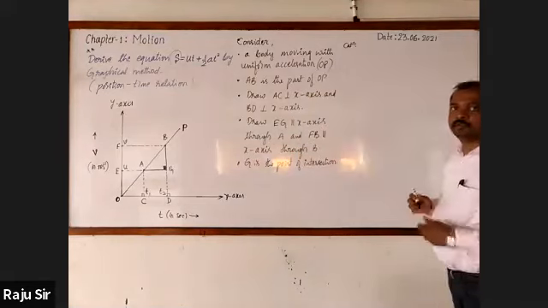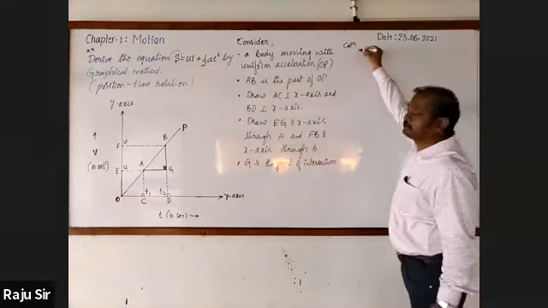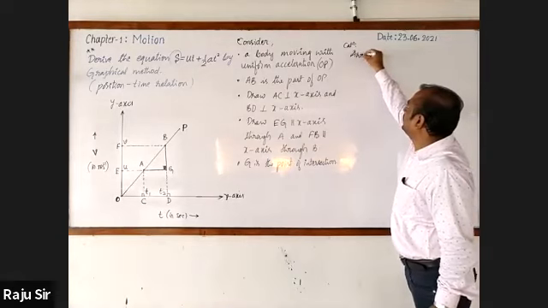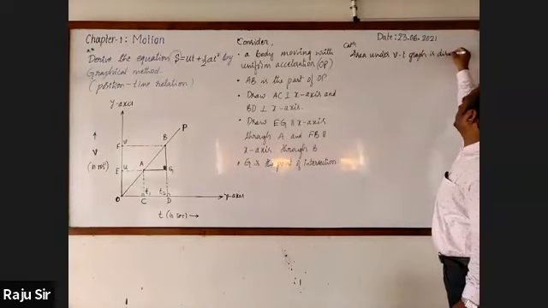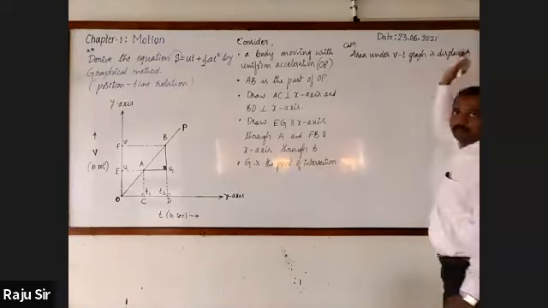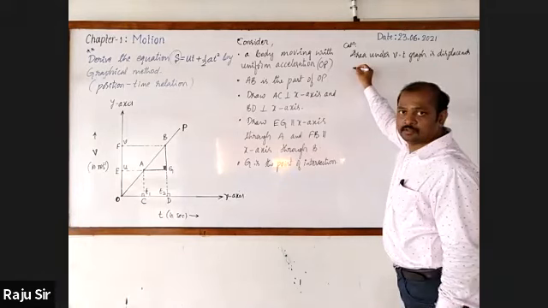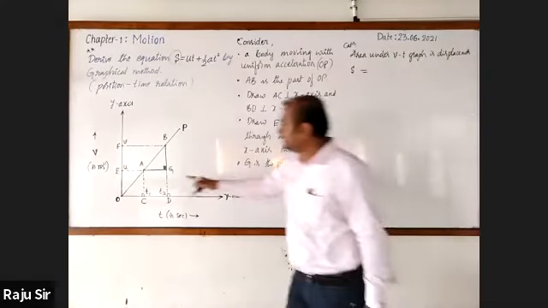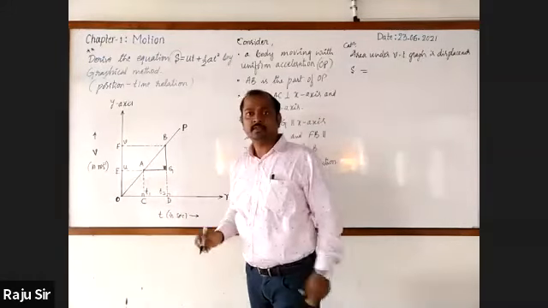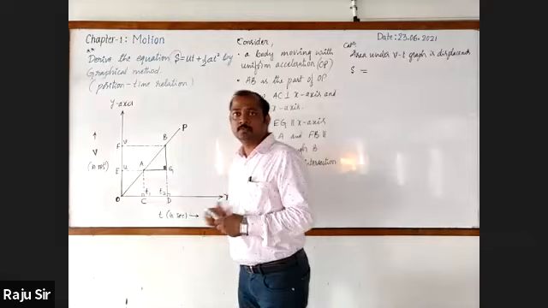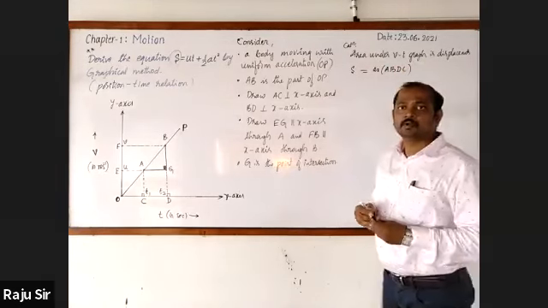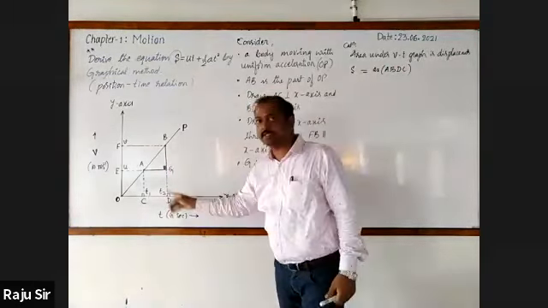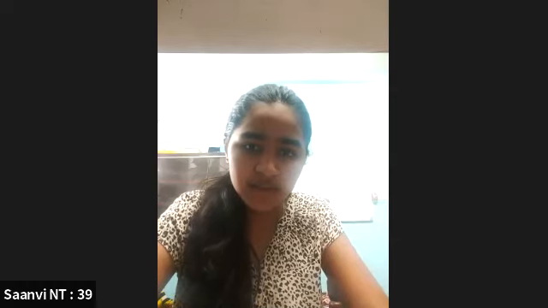Just observe. Look at the board. Here I write: area under the VT graph is displacement. If so, can I write the displacement? That is, S is equal to area of ABDC. Here we have taken AB is a part, hence we can go for taking area of ABDC. Could you tell me what geometrical figure is ABDC? Trapezium.